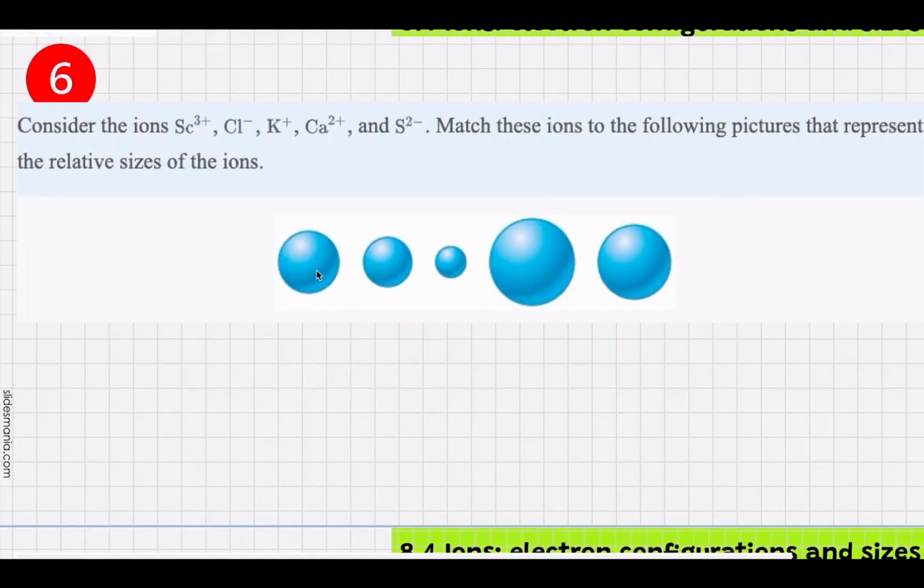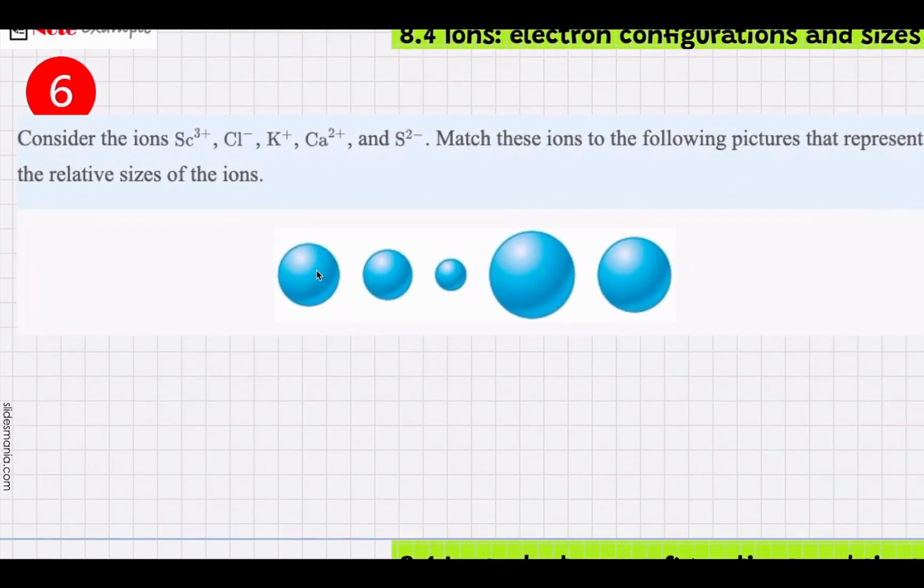So let's try this question. These are all also isoelectronic to each other, or to argon. They all have 18 electrons. And I want you to rank them. Let's rank them first, and then we'll match them to the picture. So I like to assign atomic numbers right away.